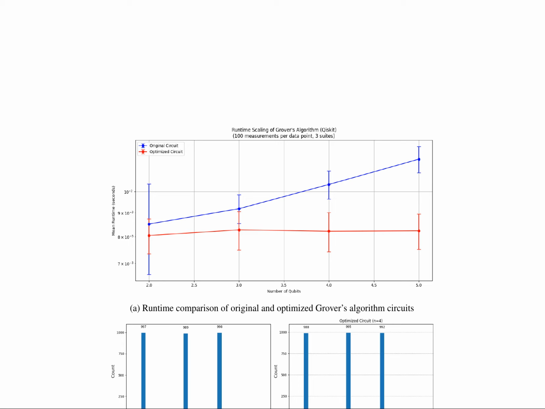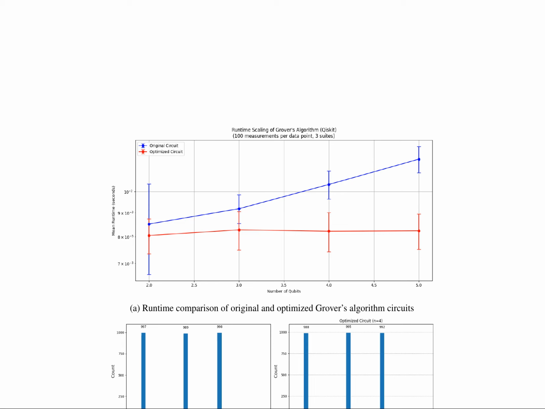The optimized Grover's algorithm demonstrates a significant improvement in runtime and scaling compared to its original counterpart. This is evident from the measurement histograms, which show peak locations similar to those of the original 4-qubit Grover's circuits, confirming the preservation of the algorithm's ability to amplify the target state.